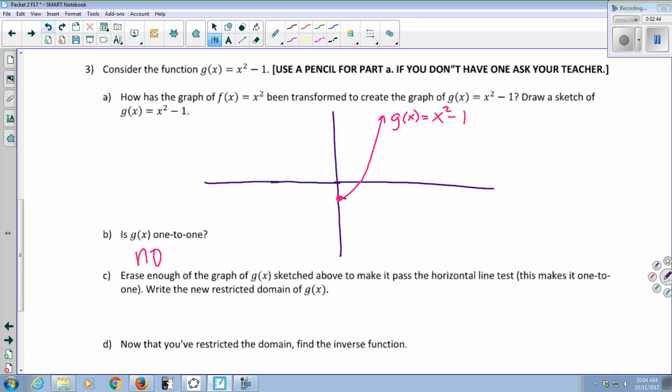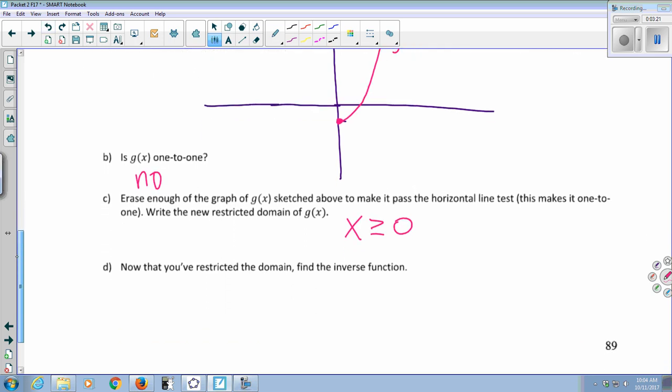put my axis back in there, and I define g of x so that it's equal to x squared minus 1, but only to the right of the y-axis, my new restricted domain is x is bigger than or equal to 0. So I've just deleted half of the graph. That's what a restricted domain means. I'm restricting g of x to be x squared minus 1, but only for x's that are positive or 0. And now that I've restricted the domain, now I can find the inverse using our switch and solve strategy.